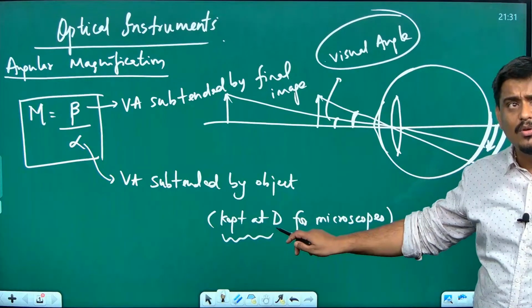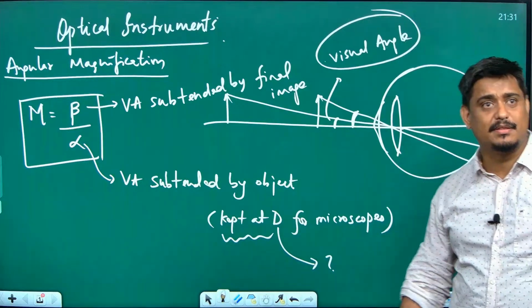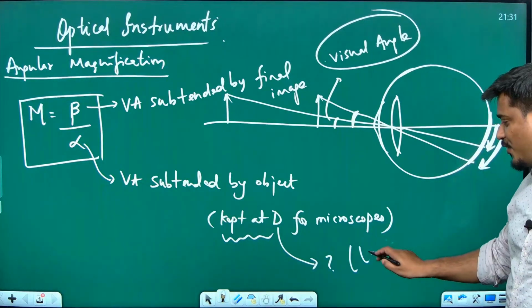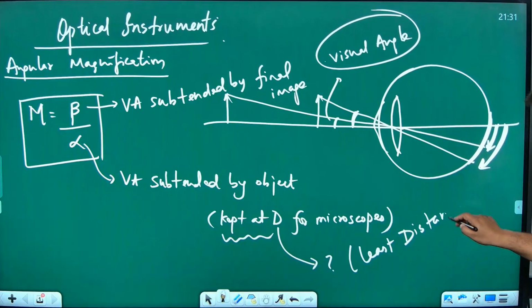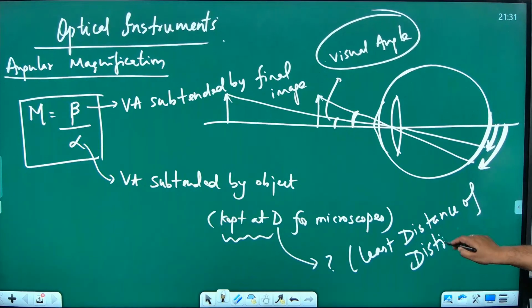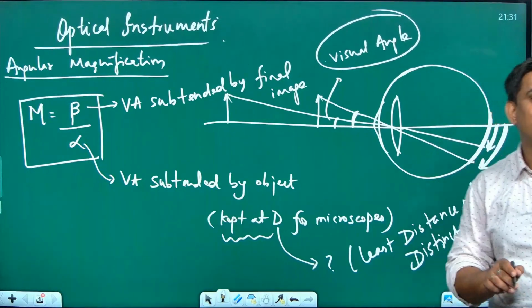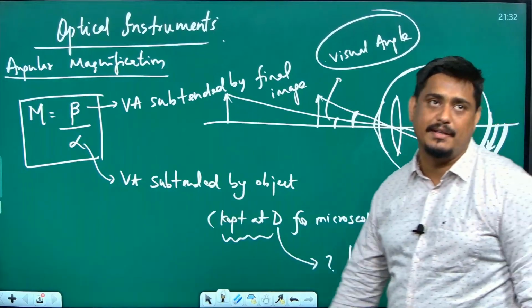What is D, you know? Capital D, what is capital D? Anybody remembers? It is called the least distance of distinct vision, 10th standard. Least distance of distinct vision. What is the value of this for a healthy human eye? What is the value of capital D? 25 centimeter. Good. Capital D is 25 centimeter for a healthy human eye.